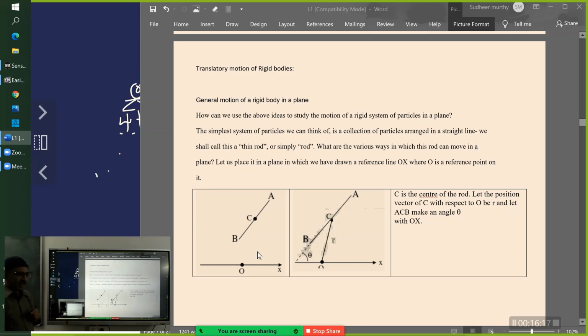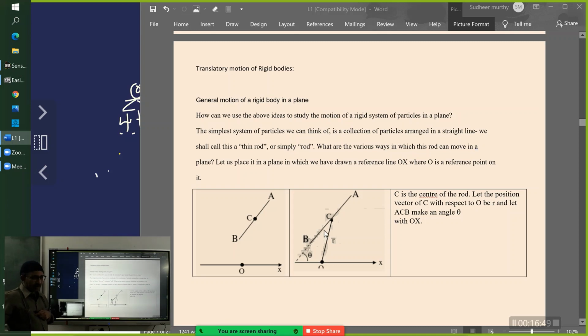You should also appreciate how science is developing here, because science is a beautiful build-up of concepts. Here we are considering a rod AB, and we mark the center of the rod as C. Then we have a reference point O and the reference direction X.